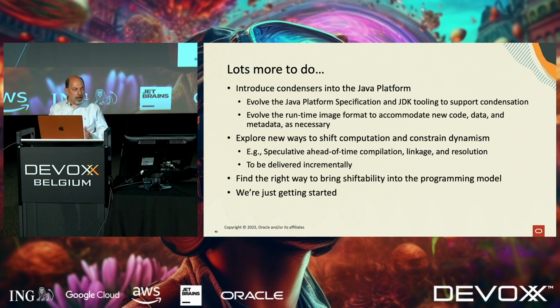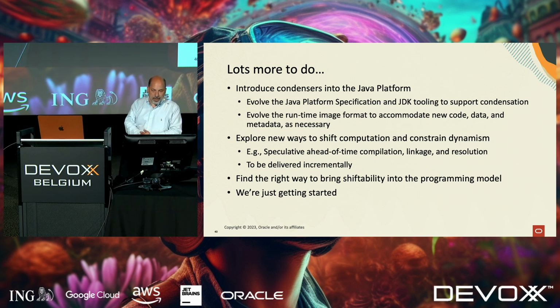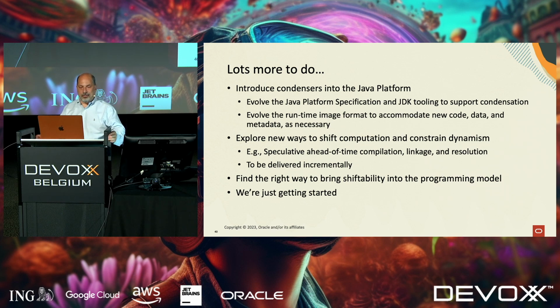So there's a lot of work left to do. We have a prototype of condensers and a condenser toolkit. We have a lot more investigation about what other forms of computation we can shift and what are the most interesting middle ground constraints that might allow us to do more shifting. And I think the biggest challenge is finding the right way to bring shiftability into the programming model so that the user is able to say, here's a computation that has certain semantic properties that the JVM can then identify as, oh, under these conditions, I know I can shift that. So we're just getting started.